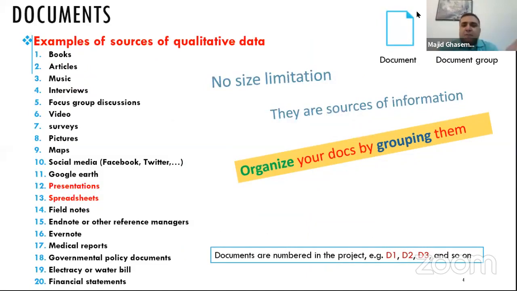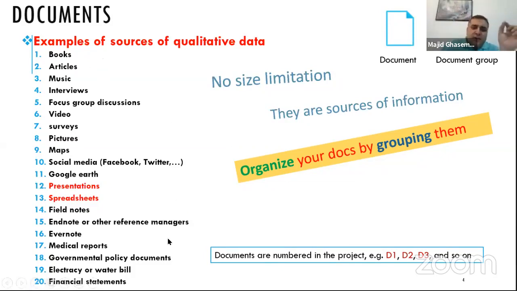All right, we talked about documents. There are a few issues here that I just need to address. As you can see here, when it comes to qualitative data, you will face different data types: books, articles, music, interviews, surveys, pictures, maps, social media. All of these are actually qualitative data that can be analyzed using any qualitative data analysis software package.